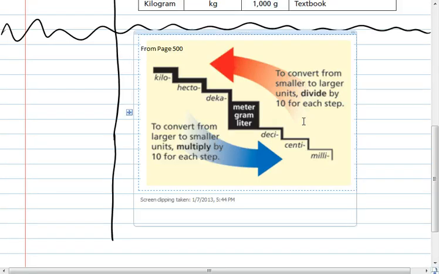Anytime you want to convert from a smaller to a larger unit of measure, you're going to divide by 10 for each step. So for example, if you're going from a decimeter to a hectometer, that's going to be 1, 2, 3 jumps up the steps. So that means you have to divide by 10 to the third power, or 10 times 10 times 10, which would be 1,000.